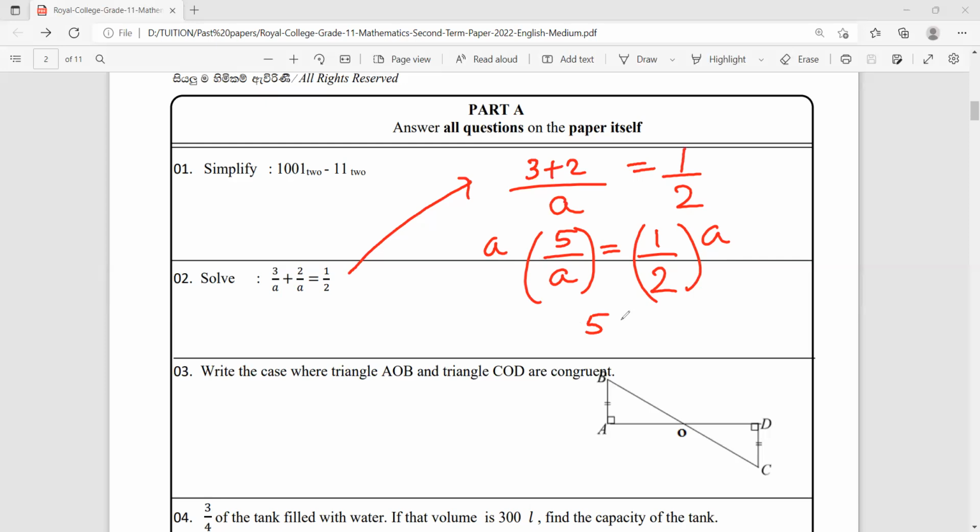Then you get 5 is equal to a divided by 2, and then you can multiply here by 2 to eliminate this 2, and you have to do the same thing to the other side also. Then a is equal to 10. So this is the answer.